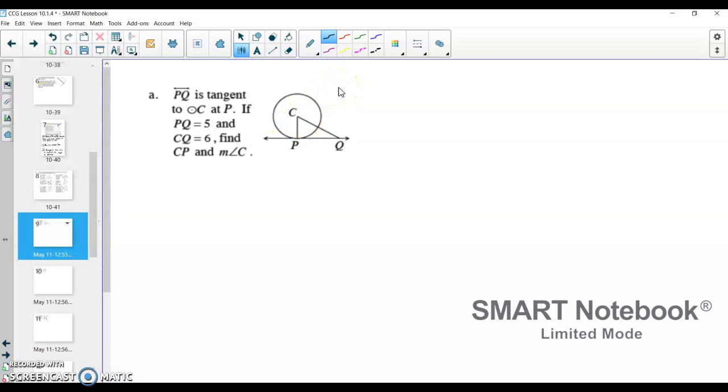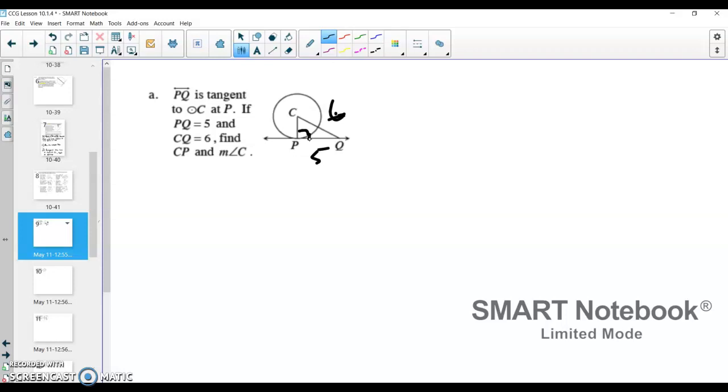And so the first thing I'm going to do is say, well, I know that PQ is 5. I know that CQ is 6. And from what we were talking about earlier in this lesson, if you have a radius go out to a tangent line, that forms a 90-degree angle. All right, so now I have a right triangle. I know 2 of the 3 sides. I can find the last side by using the Pythagorean theorem.